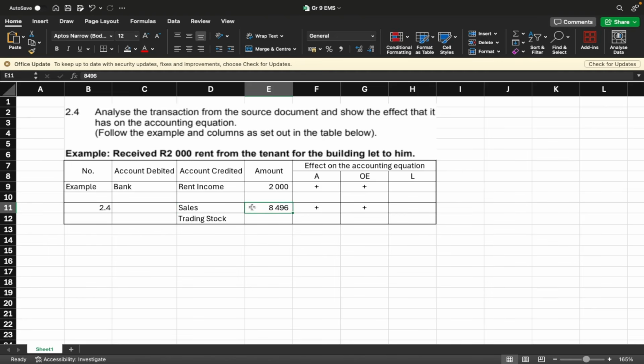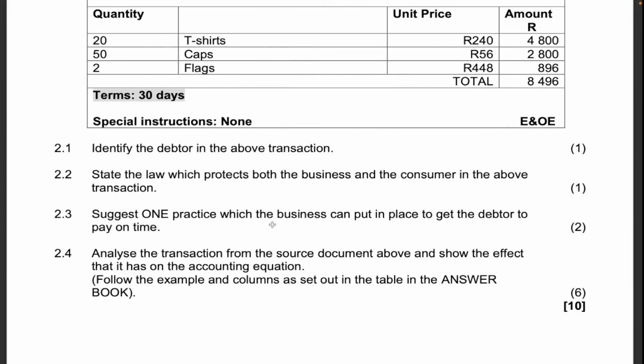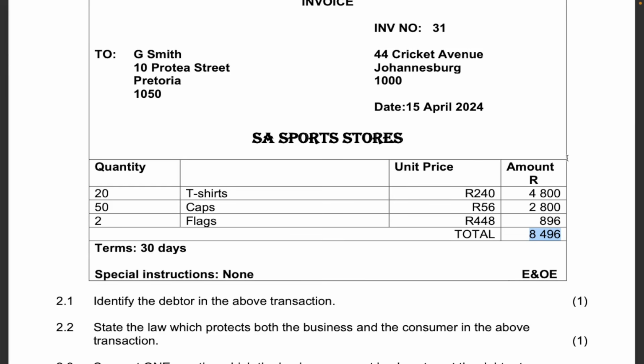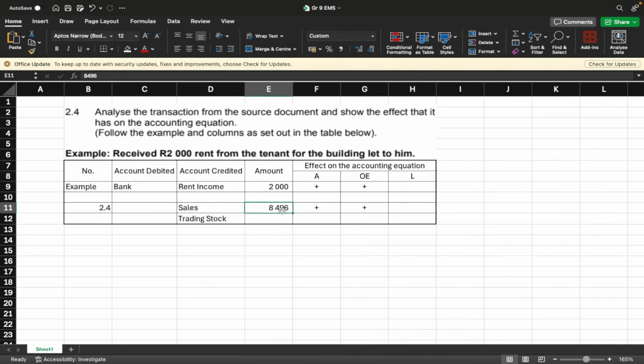And how did they get this 8,496? Well, let's go back here. You can see the total is 8,496. Now whenever you make a sale, that is what you're going to do. You take how much the sale is worth and you record it as a sale. And remember, sales is an income account, increases on the credit side, just like rent income.